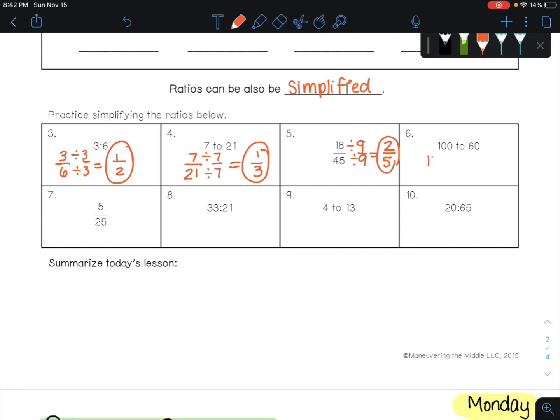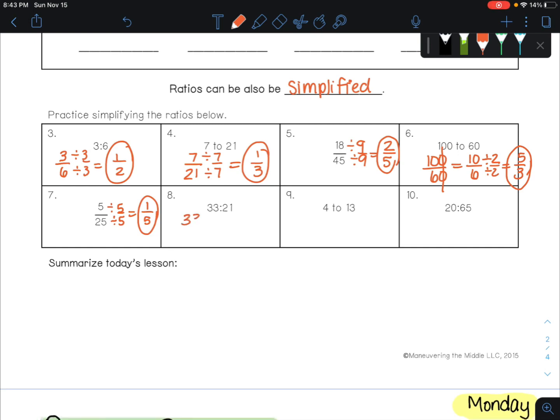6, 100 to 60. This one, I know a trick where if it ends in zeros, you can cross them out. So now it's 10 over 6. And I think those are both even, so I'm going to divide by 2 over 2. And I get 5/3. Final answer. Okay, 5 over 25. We can try 5. It's going to be 1/5. Simplified, meaning 1 to 5.